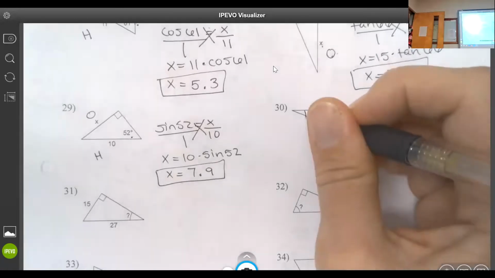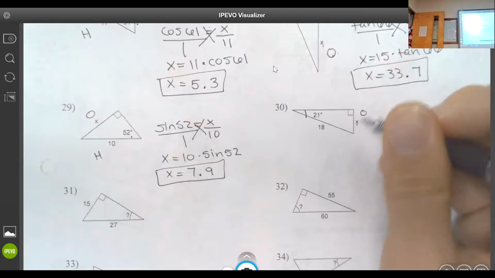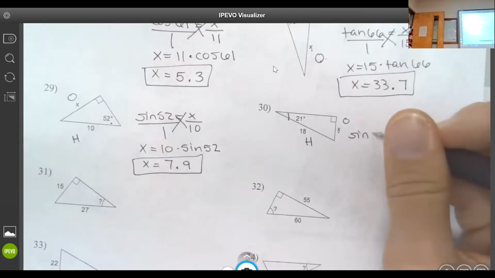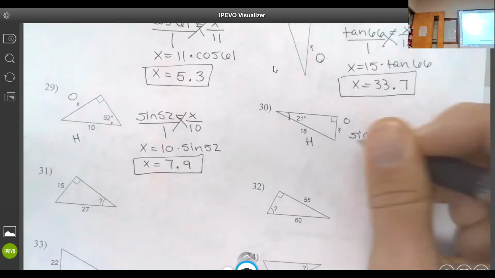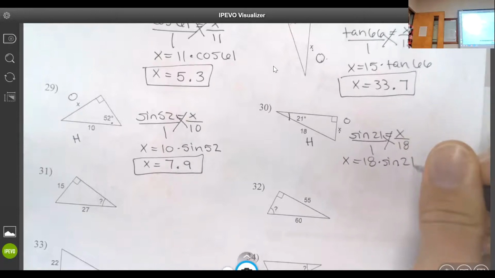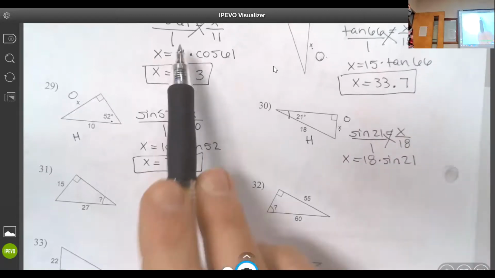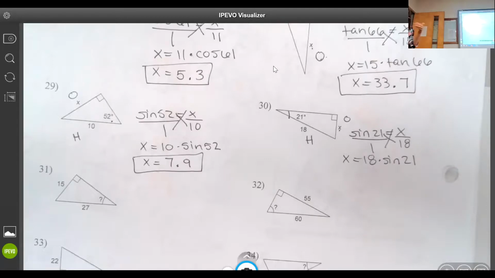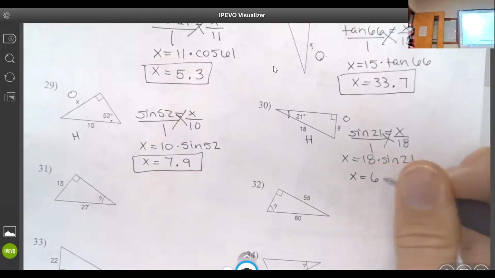From 30, same idea, still regular trig. We're missing a side. This is opposite and hypotenuse again. So sine of 21 equals x over 18. Cross multiply. X equals 18 times the sine of 21. None of those did we have to divide. I just want you to know, all of those I ended up multiplying, but I don't want you to look at this and think I always just multiply those two together. There was one in our warm up. Sometimes when we cross multiply, we then end up having to divide. Be careful there. It was just the way those happen to be set up. Rounding, this is 6.5.